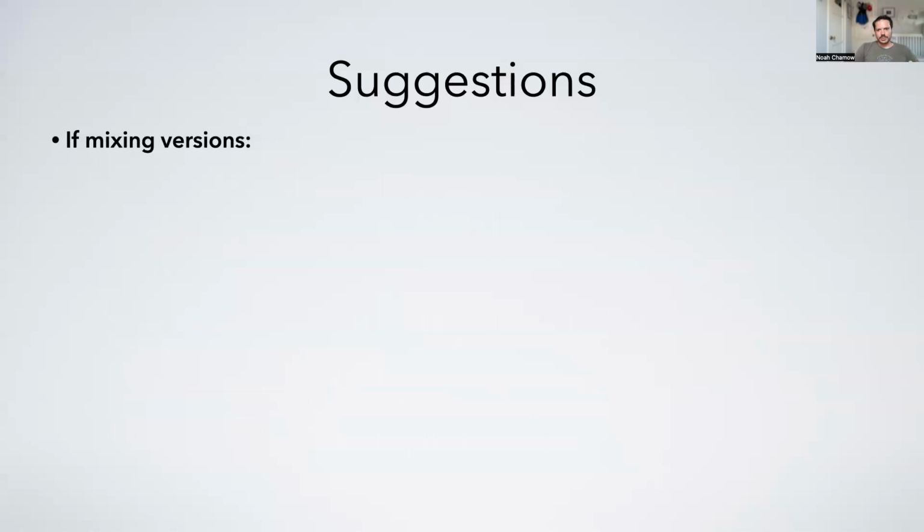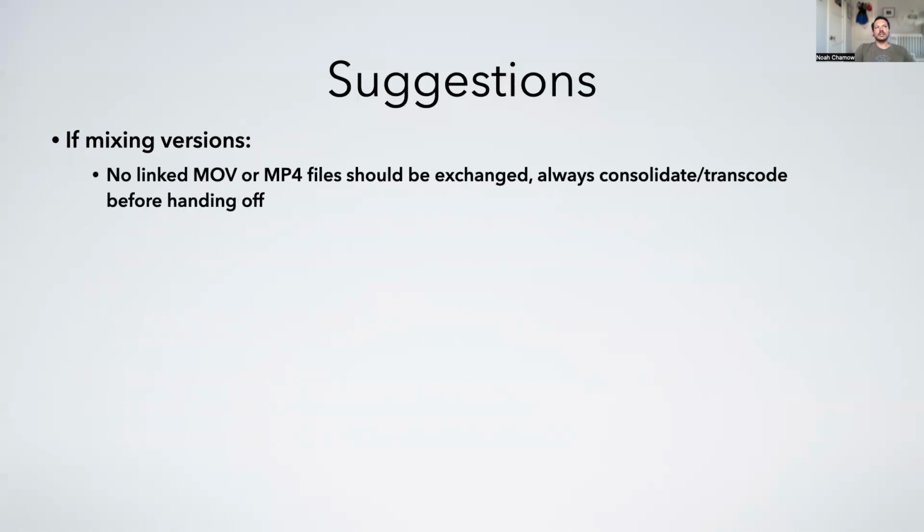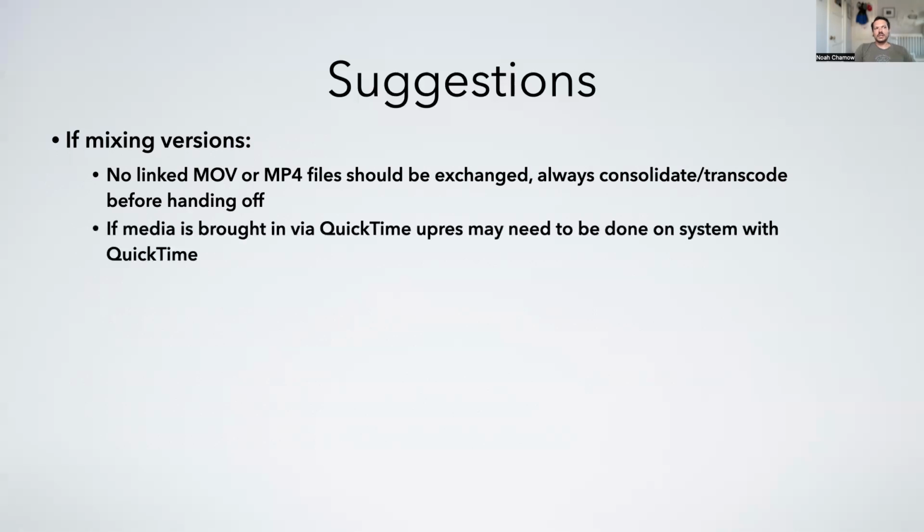If mixing versions, here are the things I would recommend that will prevent you from running into headaches. Number one, no linked MOV or MP4 files should be exchanged. Always consolidate or transcode your footage before handing off. If media is brought in via QuickTime, keep in mind that your upres may need to be done on a system with QuickTime, and the same is true with UME. If you bring in footage via UME, you may need to do the upres on a system with UME.